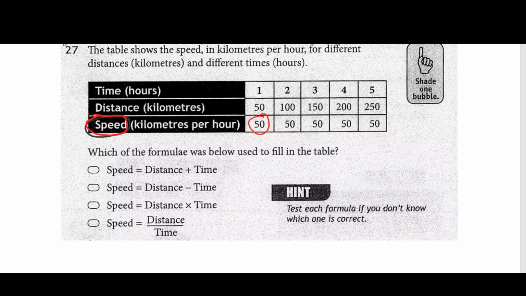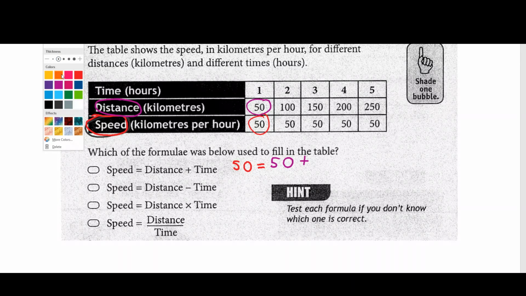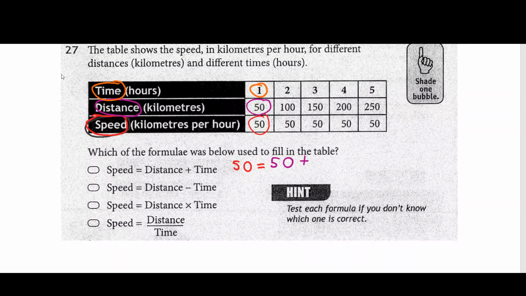So our speed's 50. So 50 is equal to our distance. So here's our distance. Our distance is also 50. And we're adding, so plus our time. Here our time is 1, so plus 1. So 50 equals 50 plus 1. No, that's not right. 50 plus 1 is 51. So no, that wasn't it.